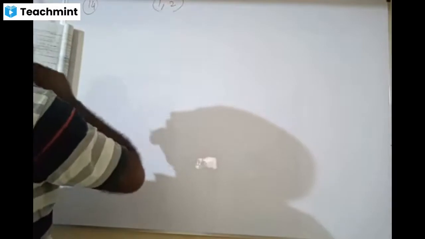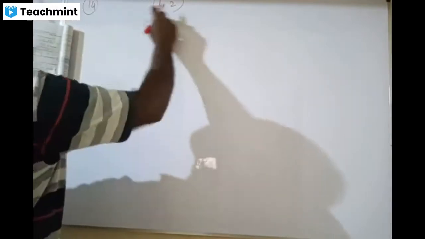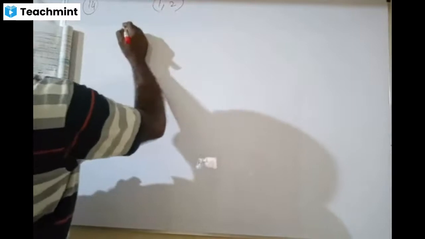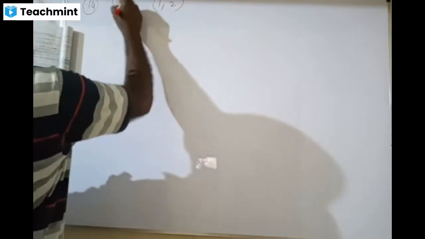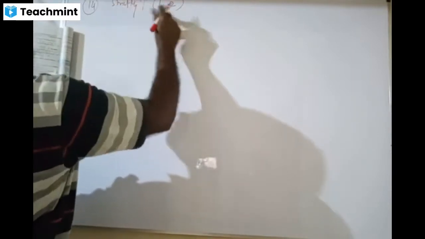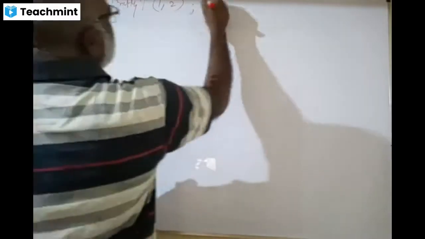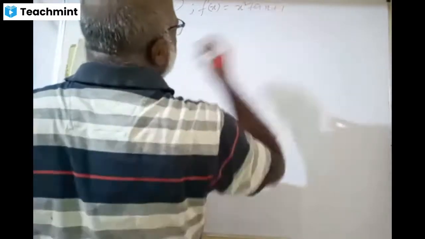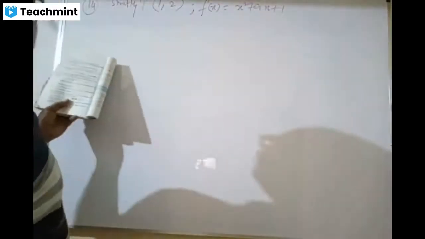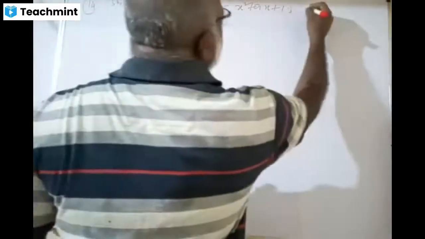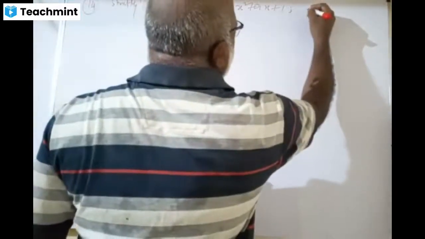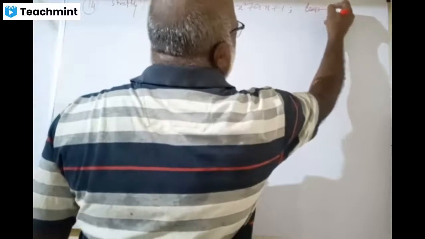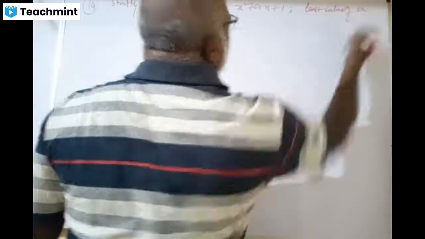14th one, it's a brilliant one, ma. Small correction: the interval, take it as 1, 2. On the interval, please take this as the exclusive 1, 2. Strictly increasing in 1, 2, the function is given as f of x equals x square plus ax plus 1. Find the least value of a. Least value of a, please.